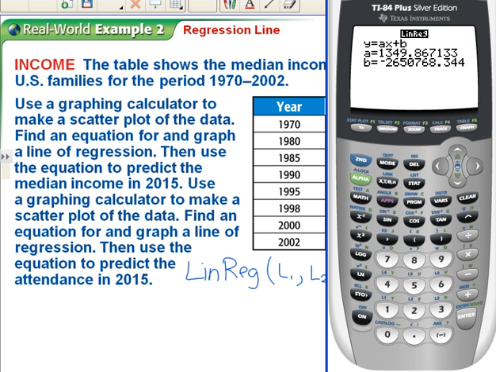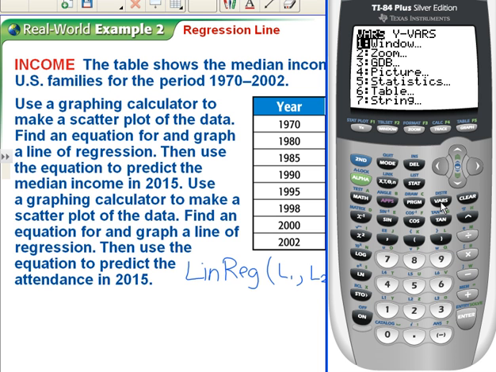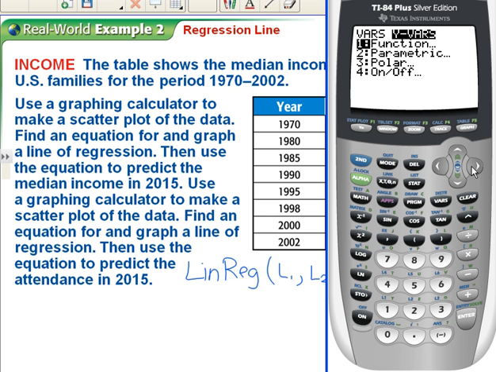And I'll just review with you again how we found that y1. Vars over to y-vars. Number 1 is function. Number 1 again is y1. I'm going to quit because I don't want to get another y1 in there. And there's our equation again. Now it doesn't appear that anything changed, but if you go into your y equals, you'll notice that that equation is typed into y1. I have an equation in y2. I'm going to clear that. Alright, now we found our equation.